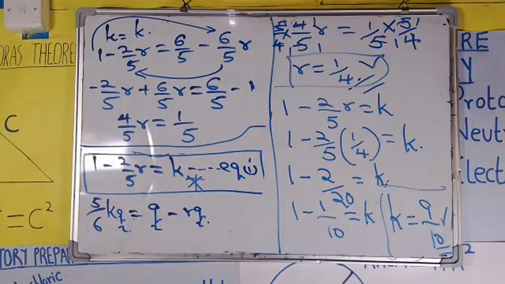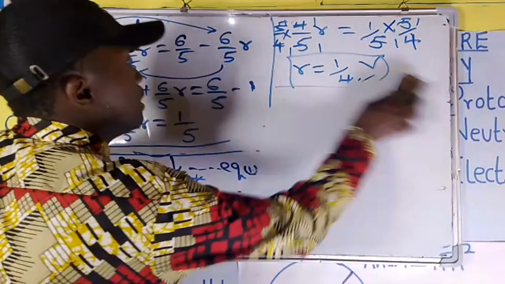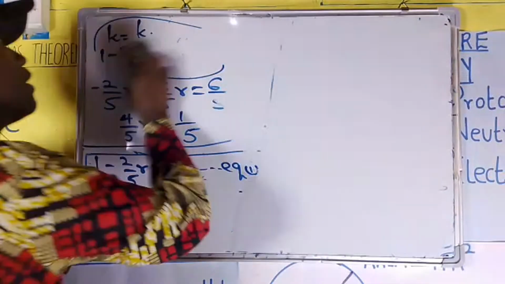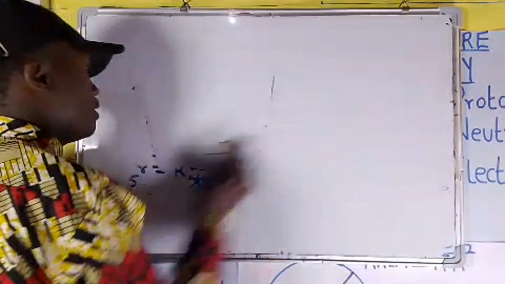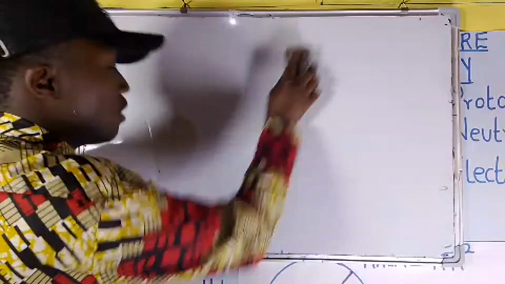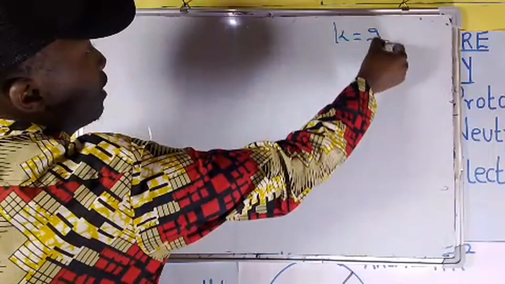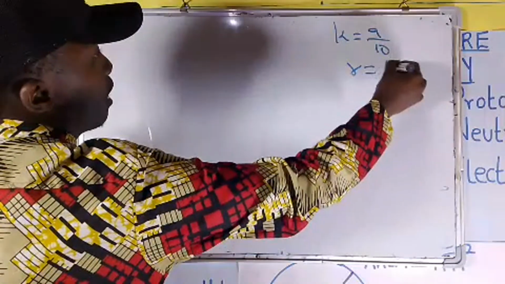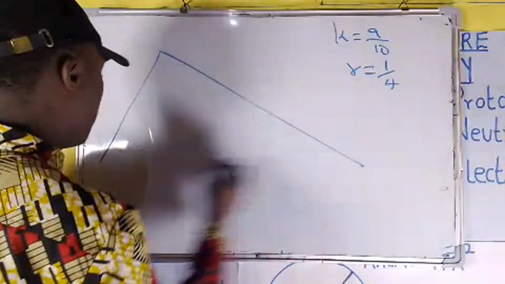I think because I've already erased the diagram, I'll have to redraw the diagram again so that we are able to determine that ratio. Note that k is 9 over 10 while r is a quarter. So our triangle was like this.